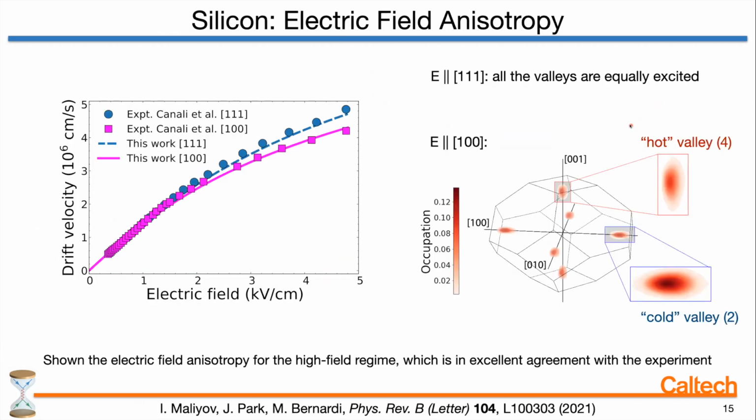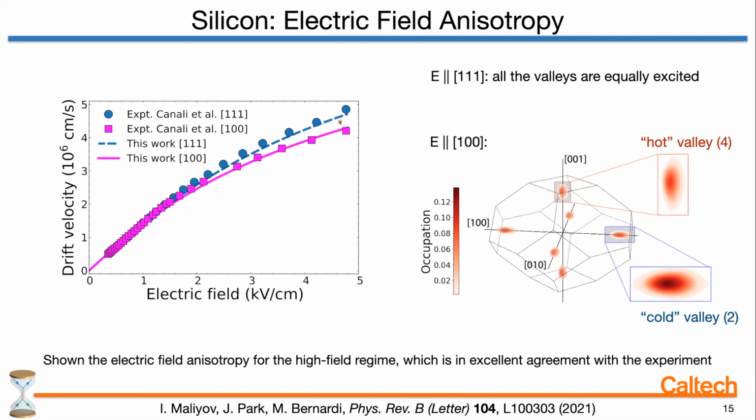Okay, so now let me talk a bit about the physics that we can probe with such methods. Let me start first with silicon. First, let us discuss the drift velocity behavior. On the y-axis, you see the drift velocity, and on the x-axis is the electric field. The symbols correspond to experimental points for the 111 direction of the electric field and 100. And the lines are our initial results with zero adjustable parameters.